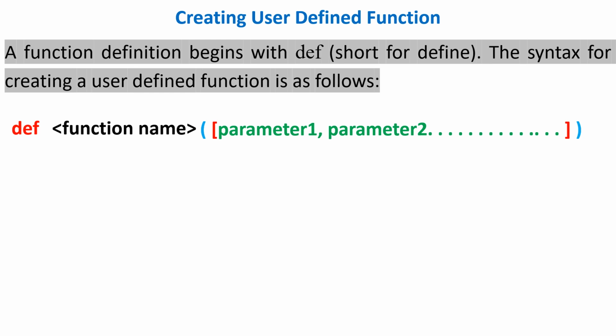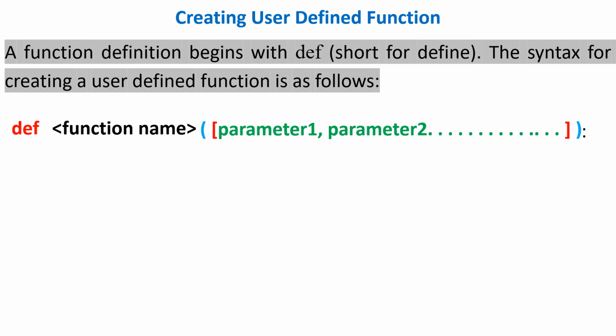Then after the parentheses, where we write a parameter if it is needed, it depends upon the function definition which you are going to write. For that purpose, it is optional. After the closing of the parentheses, you write a colon. This indicates that the function definition starts from this point.